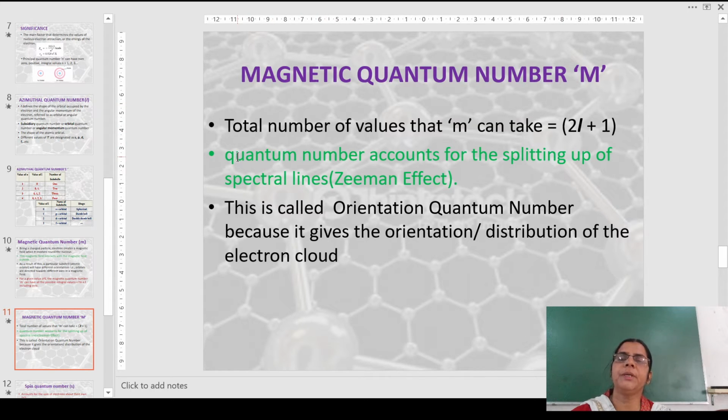This quantum number has a significance because it accounts for the splitting up of the spectral lines. That is the Zeeman effect, what we have seen in case of atomic spectra of hydrogen. This is also known as orientation quantum number because it gives the orientation and the distribution of the electron cloud.